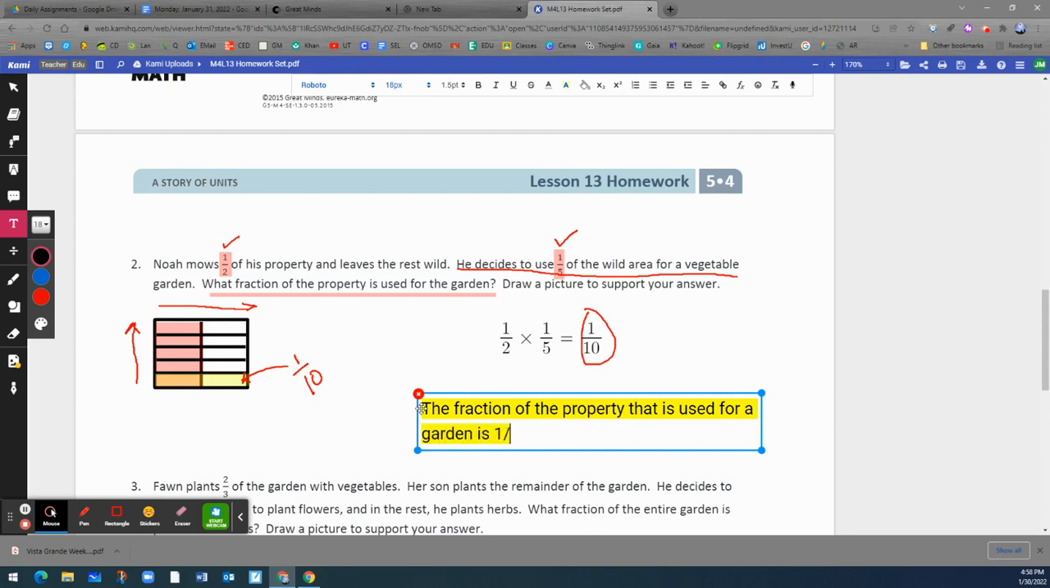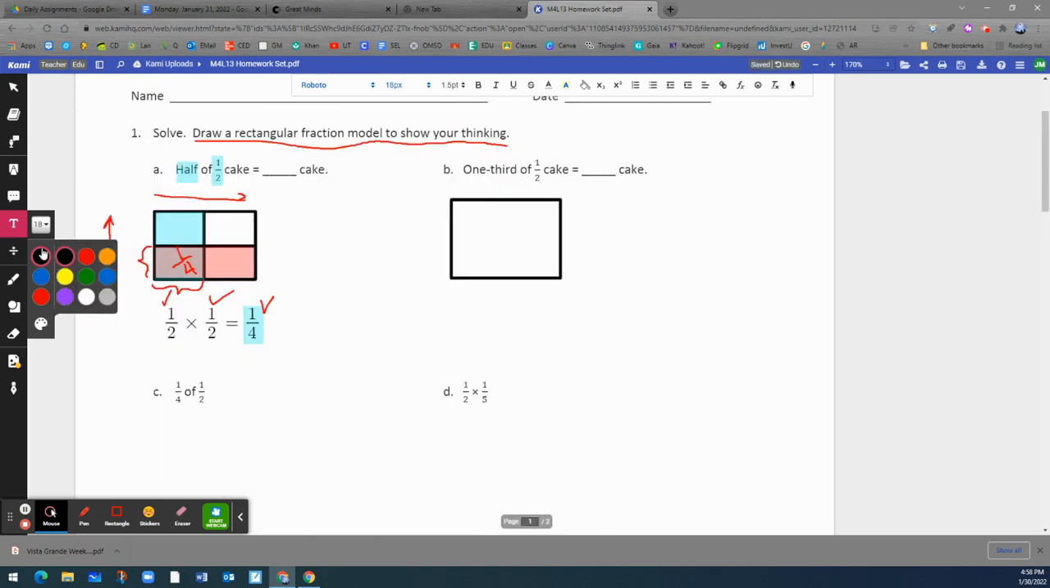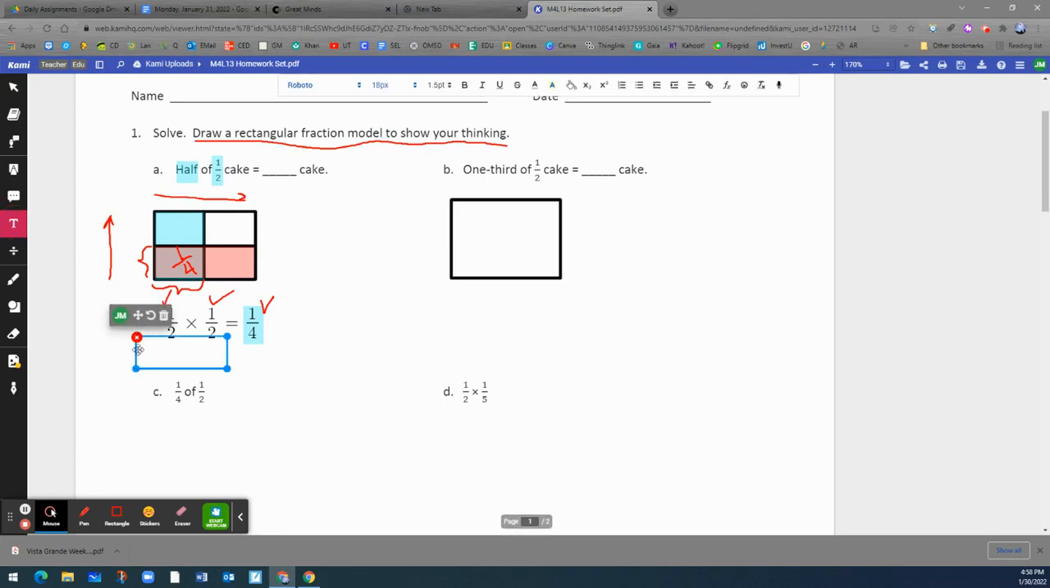is 1/10. Make sure you also explain this. I'm going to write it as well so you can see how you need to write this down. So this one is going to say that half of 1/2 of a cake is 1/4. Okay, be sure to write the statements, my friends.